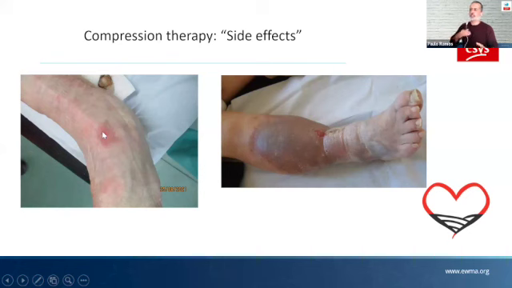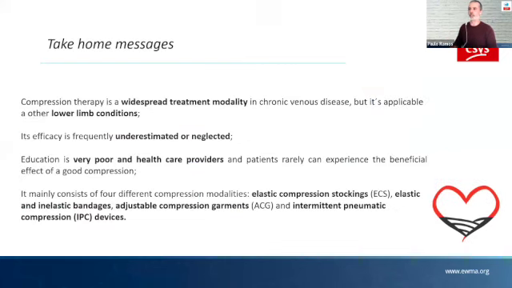Sometimes the bandage slides a little up and down, and it could happen. And this one is a patient that decided to apply himself the short stretch bandage that he had at home, and it was not the correct way. So some take home messages.